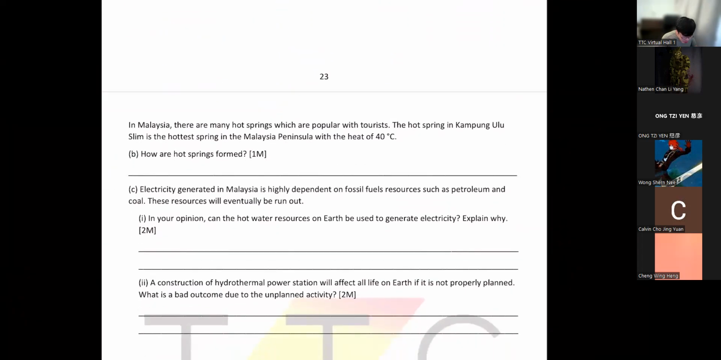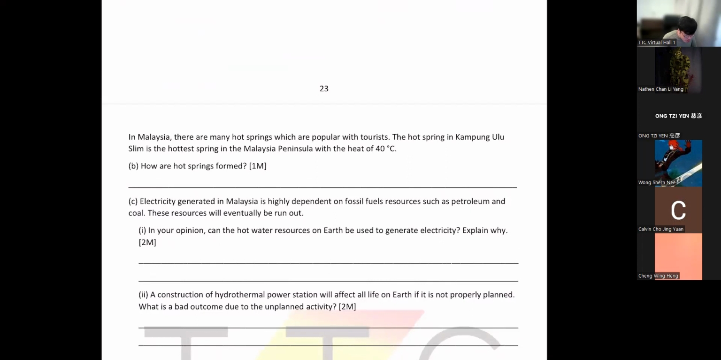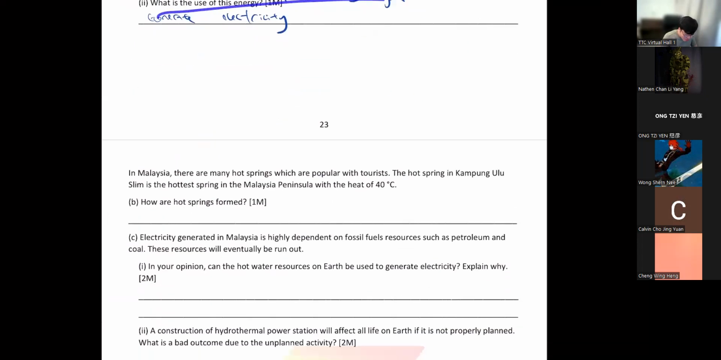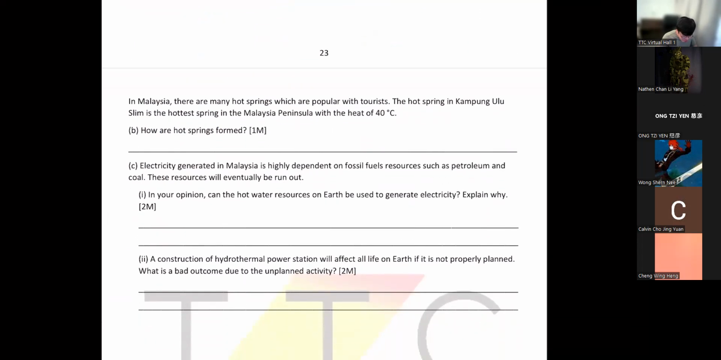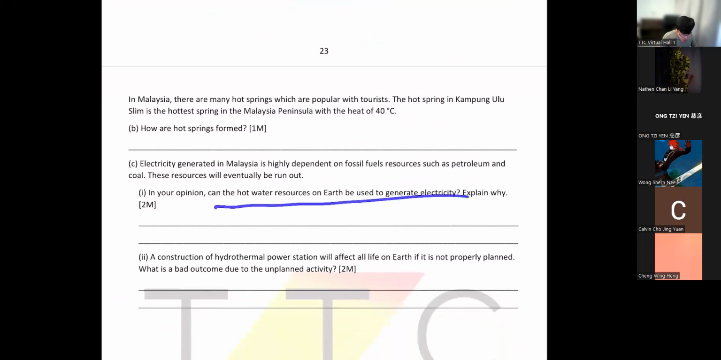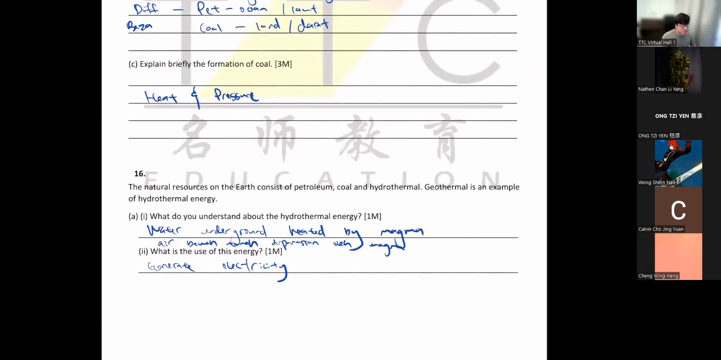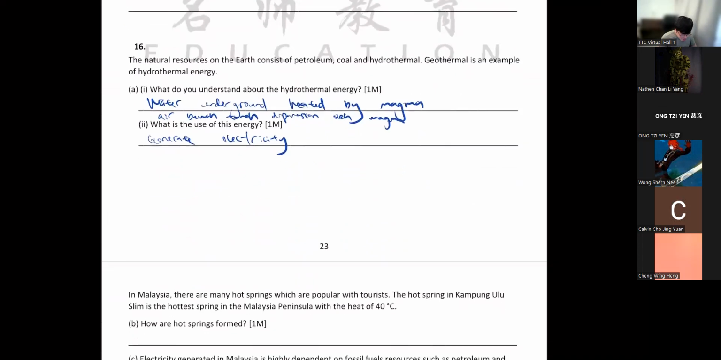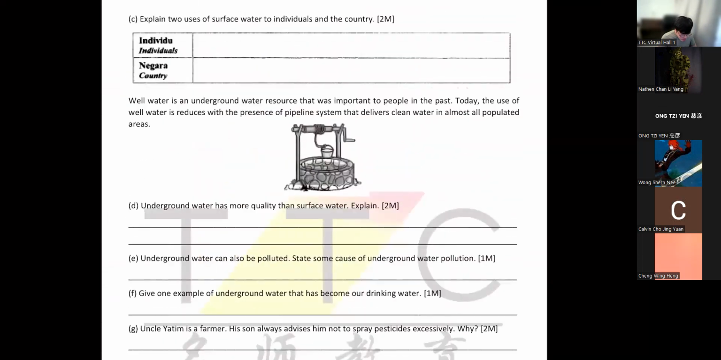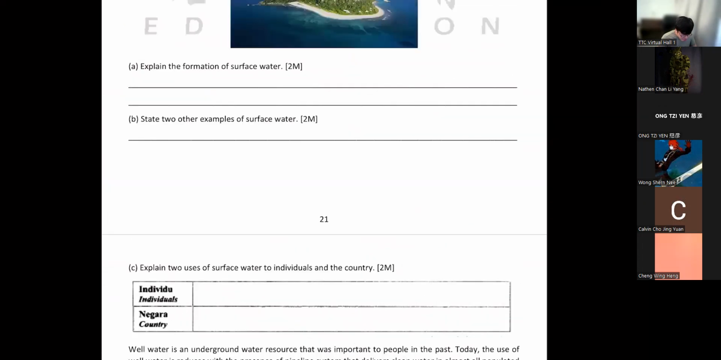Malaysia, we have hot springs. How are hot springs formed? Like I said, underground water heated by magma. Same thing. Can hot water be used to generate electricity? Yes, because it contains energy. Okay, you know what? We skip this. We go ahead, or should I say we go up?